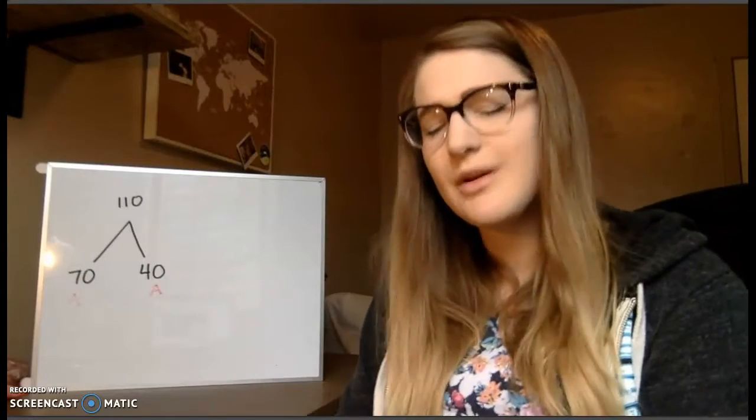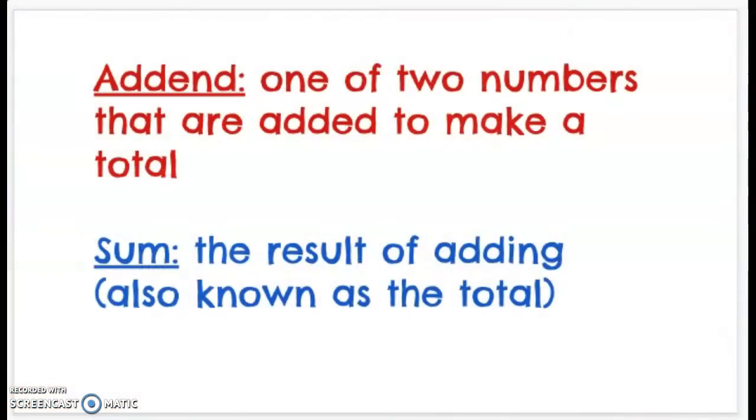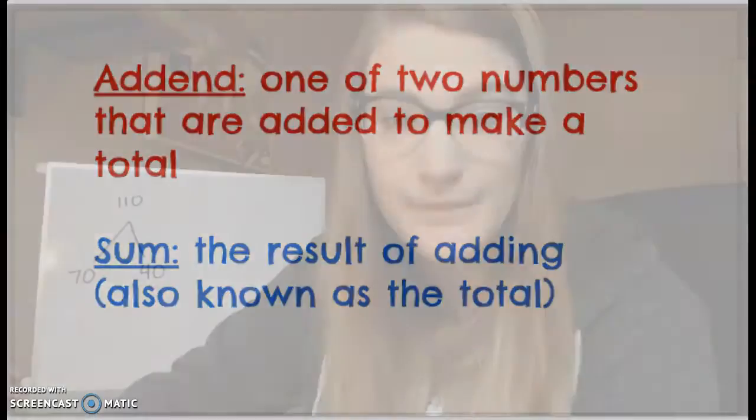But if someone were to ask you, what's an addend? How would you define an addend? What do you think you might say? So I have defined an addend for us. An addend is one of two numbers that are added to make a total. And then a sum is the result of adding, which is also known as the total.